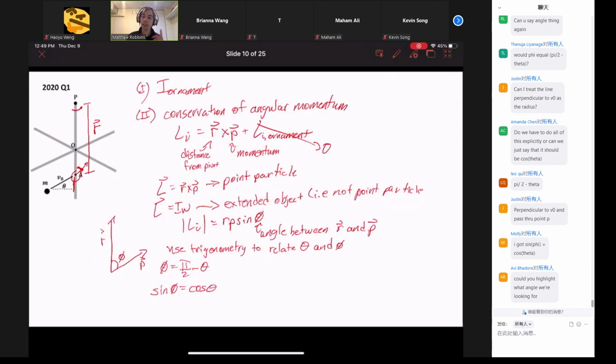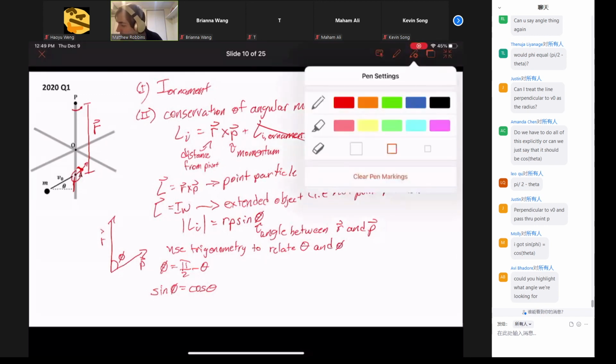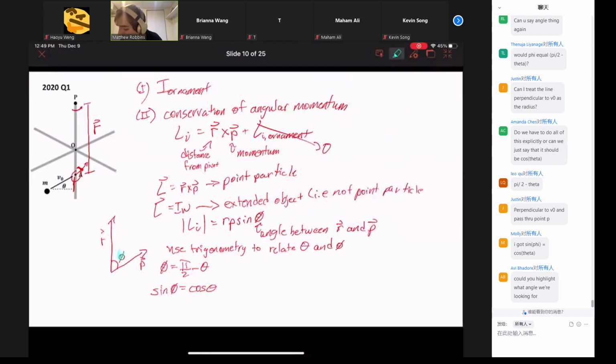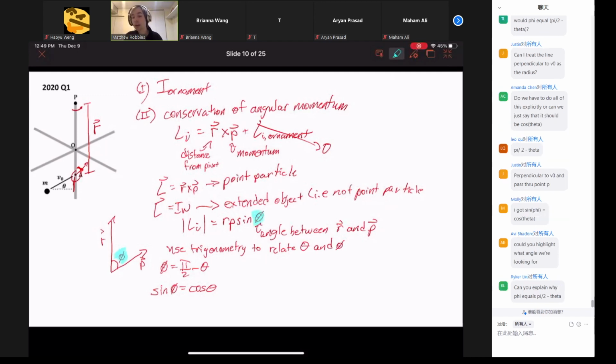I always need to quickly double check when I'm using pi's and pi over 2's in my trig functions, just in case I get a minus sign. I knew it at one point off the top of my head. I need to make sure I don't forget a minus sign anywhere. So then ultimately, what we care about is this angle phi right here, since that's going to be the angle between the radial vector and the momentum vector.